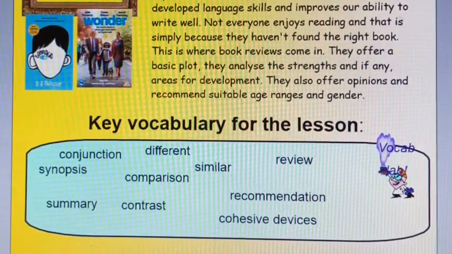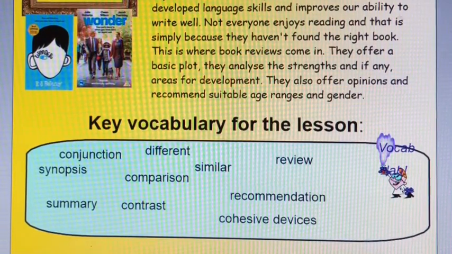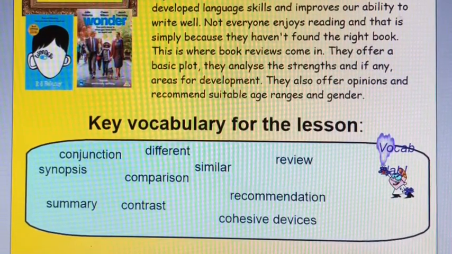And a synopsis talks about just a really, really brief summary of what the story is about without giving too much away.